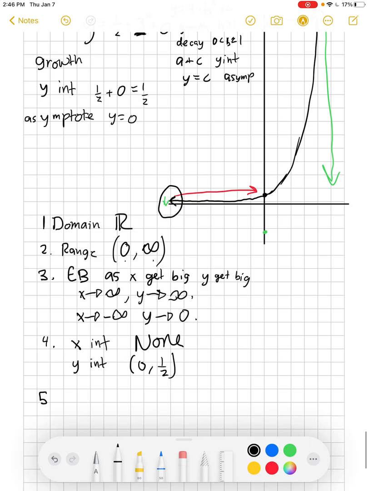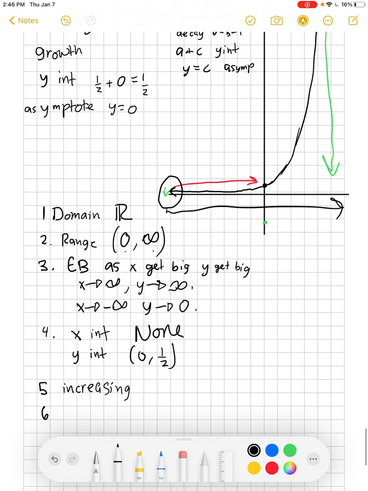Next thing is, is this function increasing, decreasing, or constant? As we move from left to right, it appears to get bigger, so therefore it's increasing. If we move from left to right and it got smaller, it would be decreasing. And the last thing is, where is the asymptote? It's at y equals 0. We figured that out earlier. Make sure you have the y equals part of it, because a 0 by itself would not be a correct answer. As always, let me know if you have additional questions.